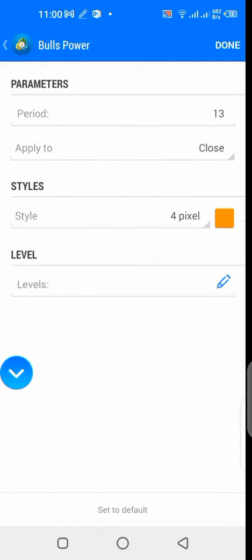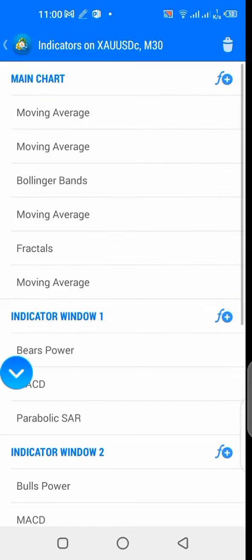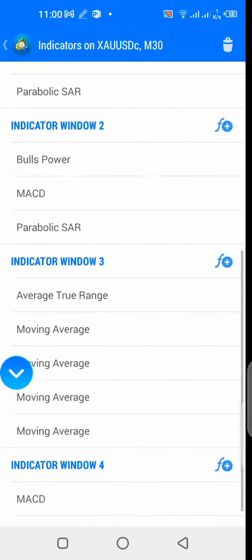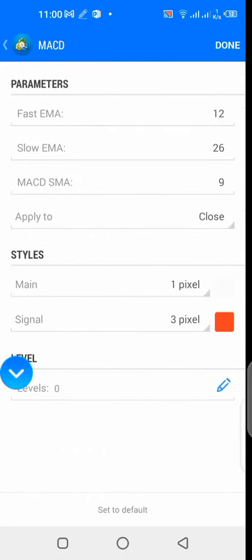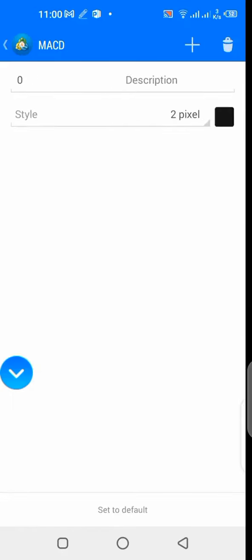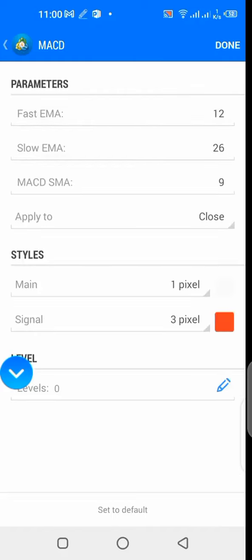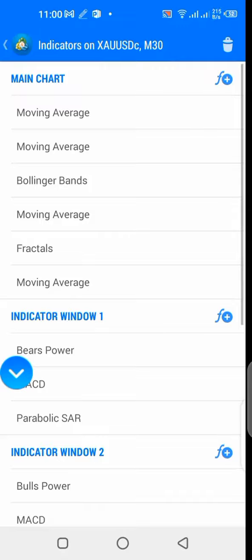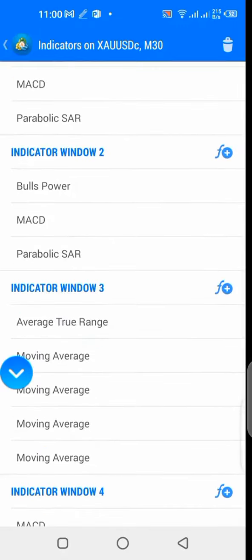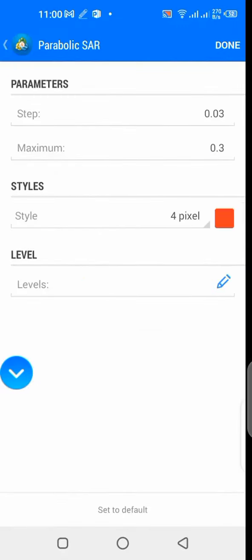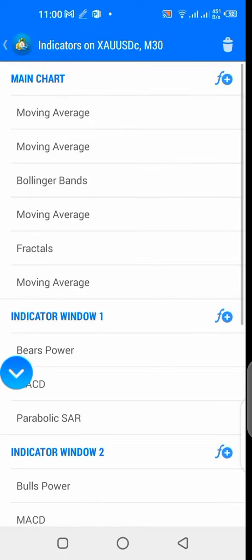For indicator window 2, we have the Bull's Power, period is 13, color is orange. MACD, we have 12, 26, 9, color is red. Apply to close. Of course, level is zero, color is black. Still on indicator window 2, we have parabolic SAR, step is 0.03, maximum 0.3, color is red. That's for indicator window 2.